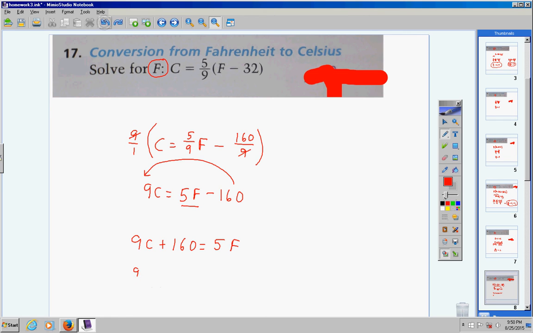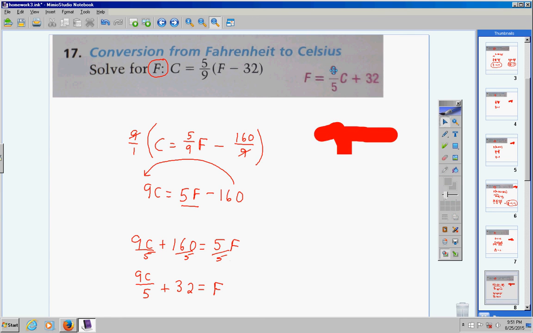That's totally acceptable. Or you're more than welcome to put 9C over 5. I have no preference. Plus 160 divided by 5 is 32. And if you divide this by 5, you're left with F. Okay? So divide by 5, divide by 5, divide by 5, and there is your answer. They have 9/5 C. We have 9C over 5. It's the exact same thing.